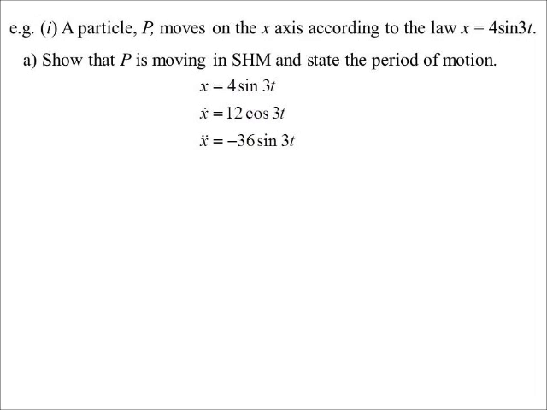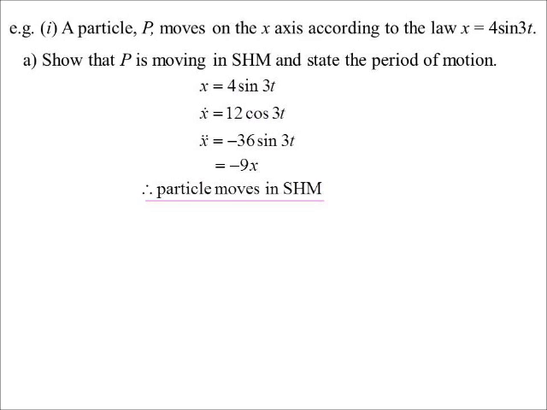Differentiate twice, I get minus 36 sine 3t. Well, displacement was 4 sine 3t. So indeed, I have minus 9 times x. I have a negative constant times displacement. And that's enough. That's all we have to do to prove it moves in simple harmonic motion, because that is the fact we know about simple harmonic motion. If we can show acceleration is equal to a negative constant times displacement, that must be simple harmonic motion.